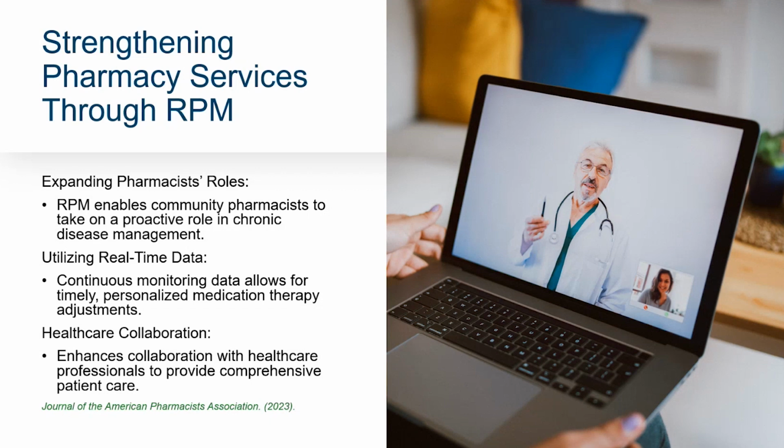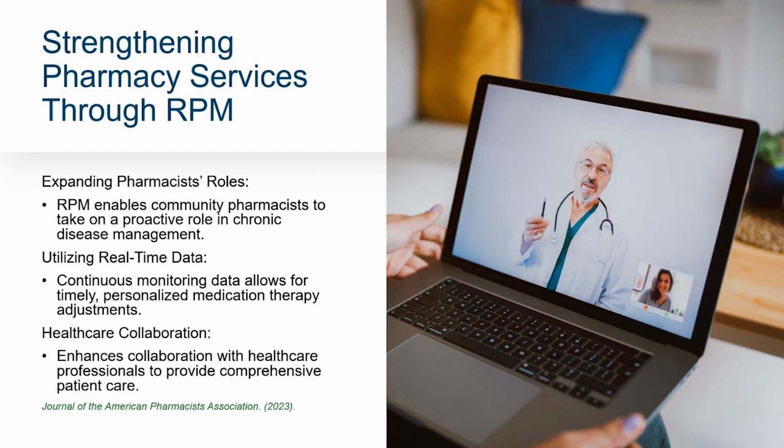RPM enables community pharmacists to take on a proactive role in chronic disease management. These services not only strengthen patient outcomes, but they also affect patient relationships and patient loyalty. This combination can result in increased patient engagement and deepen a patient's commitment to proactive lifestyle changes for better health management.